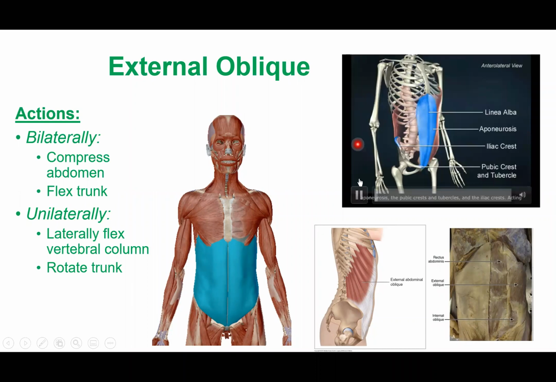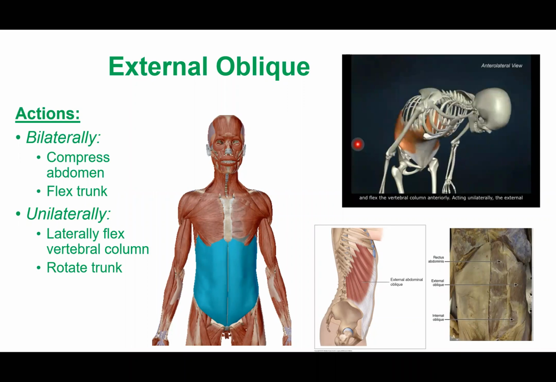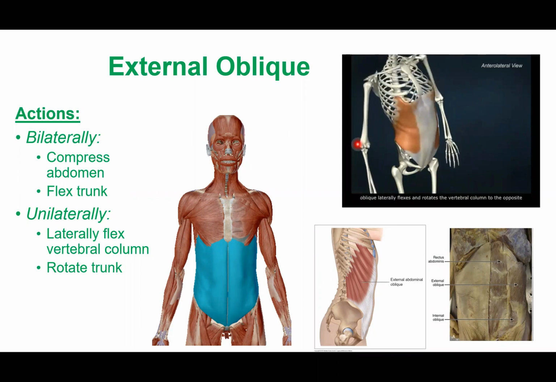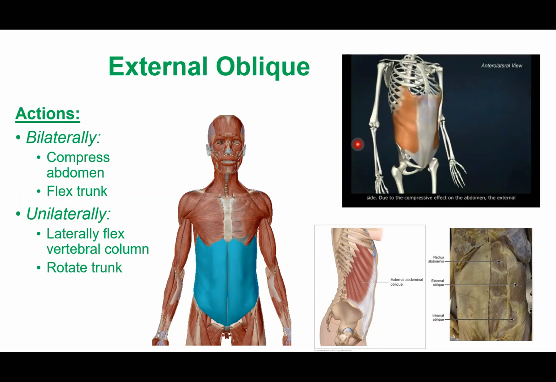Let's see. Acting bilaterally, the external obliques support and compress the abdomen and flex the vertebral column anteriorly. Acting unilaterally, the external oblique laterally flexes and rotates the vertebral column to the opposite side. Due to the compressive effect on the abdomen, the external obliques raise intra-abdominal pressure and assist in forced expiration. They are innervated by the intercostal nerves.